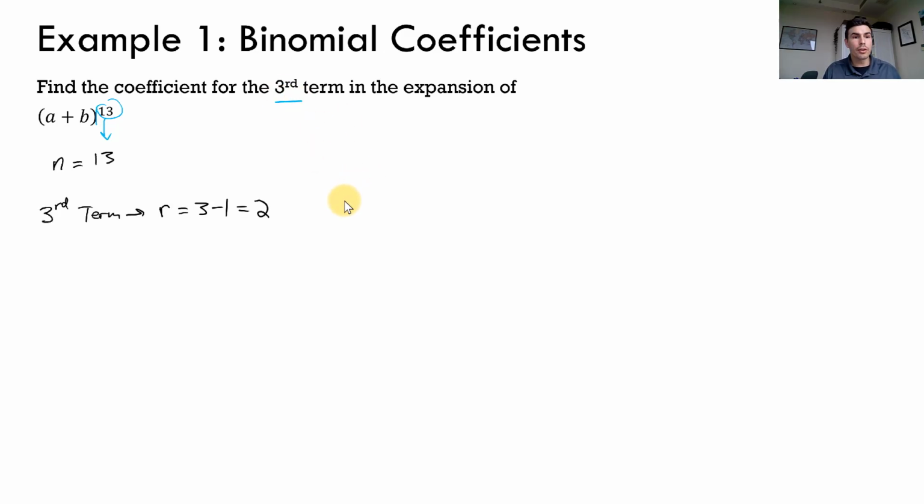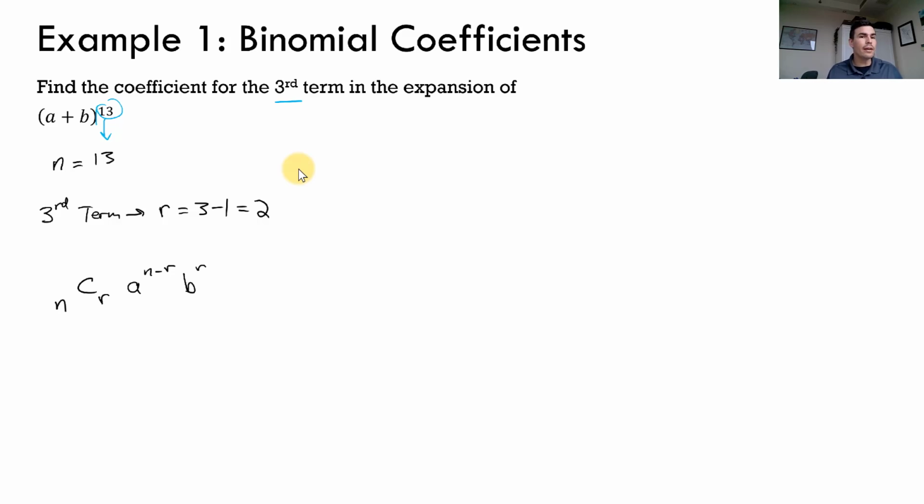So we're looking for the third term. And remember, r is always one less than the term number that you're looking for. So since I'm looking for the third term, r is going to be 3 minus 1, or 2. And then to take a look at the whole term, that's going to be, remember, n choose r times a to the n minus r times b to the r.